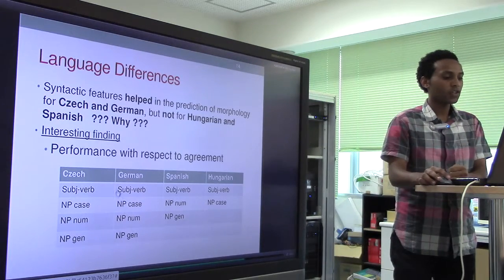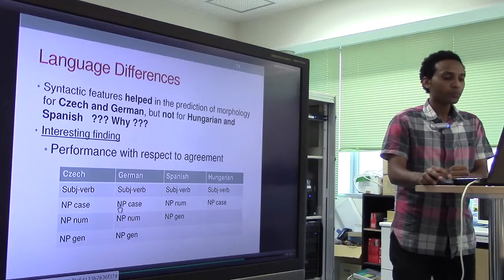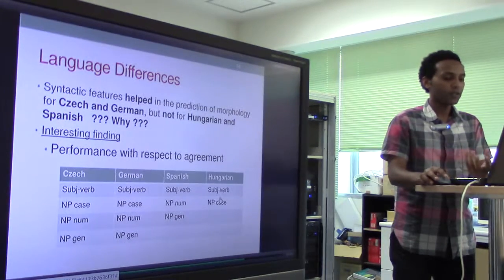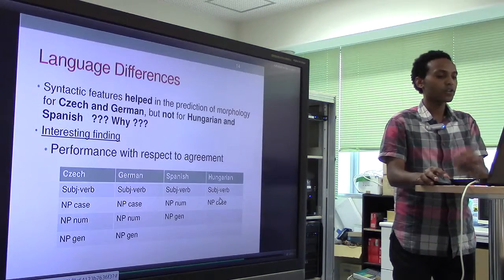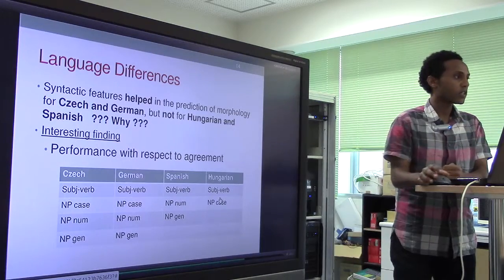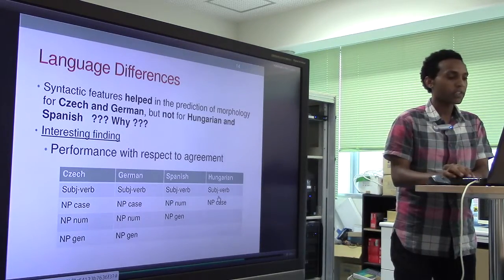For Czech and German, we see subject-verb agreement, and in noun phrases, cases of number and gender also have agreement. Also for Czech and for German there are these kinds of features. But for Hungarian there is only noun phrase case and subject-verb agreement. Because of this morphological behavior, little is learned for those languages which do not show that much agreement in their grammatical rules.